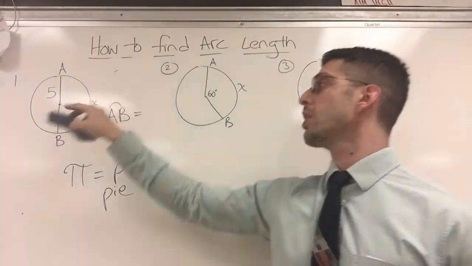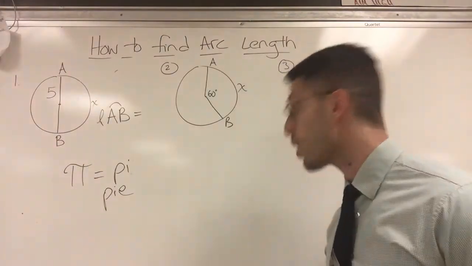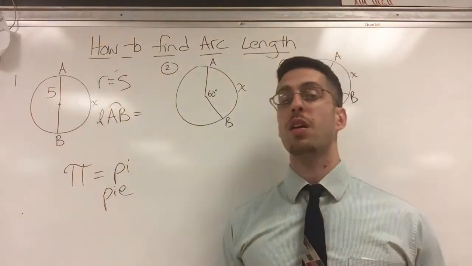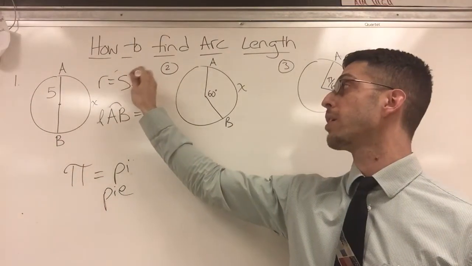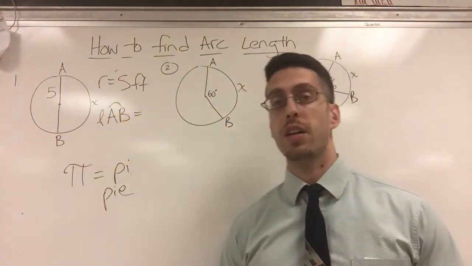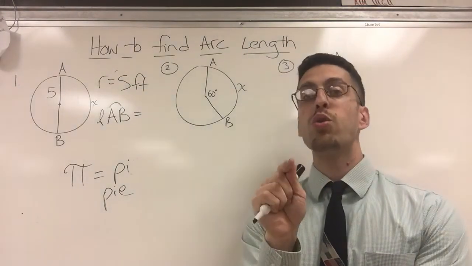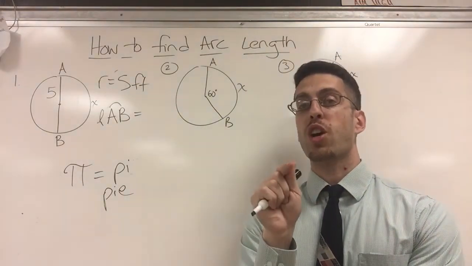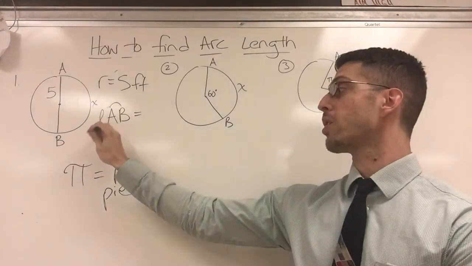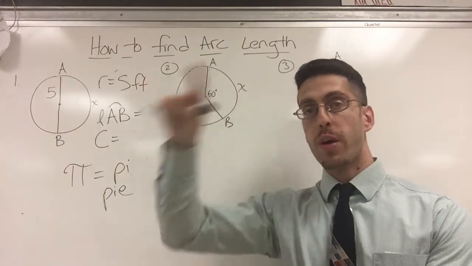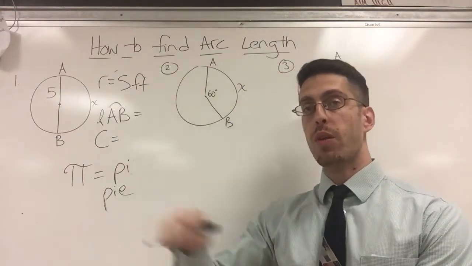I want to know the length of arc AB. And all I know is that the radius is 5, okay? Let's pretend it's 5 feet. Doesn't matter. 5 feet. So how do I find length? Well, think about it. What do you know? You know circumference. You know that the circumference of any circle is the length all the way around, or the distance all the way around a circle.